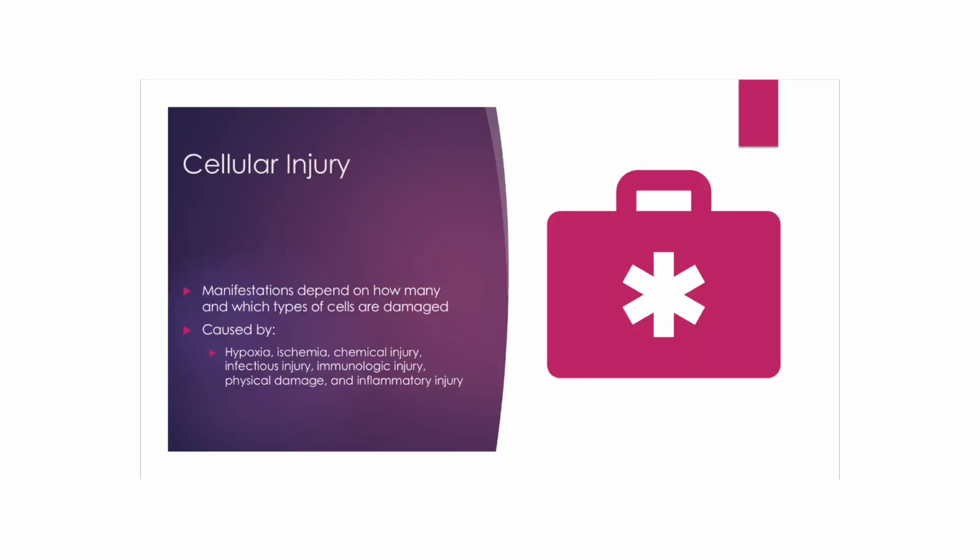In this discussion on cellular injury, we're going to talk about the different types of cellular injury. Manifestations depend on how many and which types of cells are damaged. It can be caused by many different things, including hypoxia, ischemia, chemical injury, infectious injury, immunologic injury, physical damage, and inflammation.